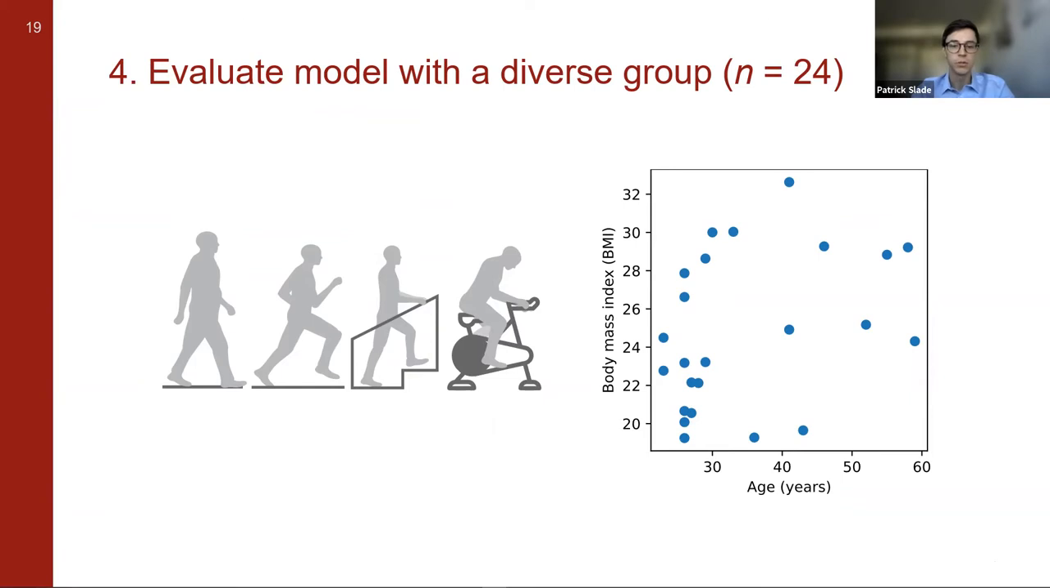And you can see a distribution of their body mass index and age on this plot. And so we tried to make this a good representation of the adult US population. It's slightly lower in average age, and I think slightly lower in body mass index, but it's fairly diverse, which gives us a good initial sense of how well it would do on a broader population. So now we'll look at some results of how well the wearable system performed.